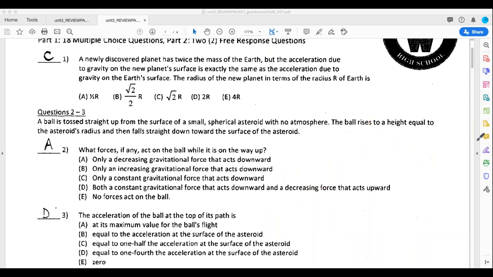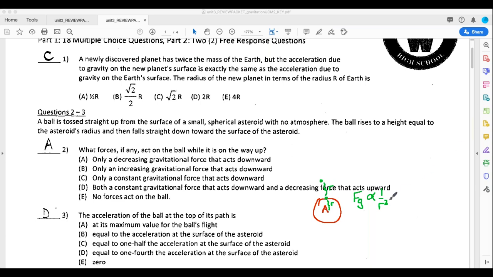So let's take a look at the asteroid then. Well, on an asteroid, if it's really, really small and you chucked a ball a kilometer up, that might be more than the radius of the asteroid. So they say you're on a small asteroid, the ball rises to a height equal to the asteroid's radius. So it started with the ball at the surface of the asteroid with you a distance r away. So we know that Fg is proportional to 1 over r squared. And then we threw it up into the air and it went another r away. Now it's 2r from the center of the asteroid.